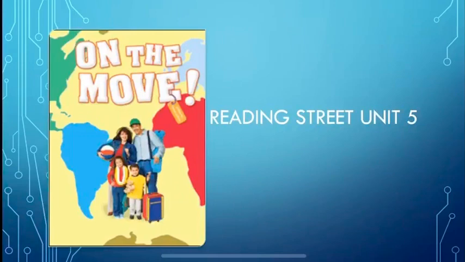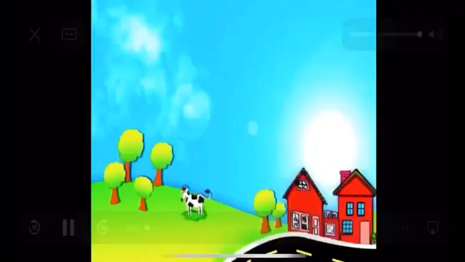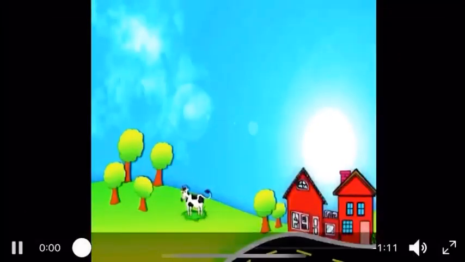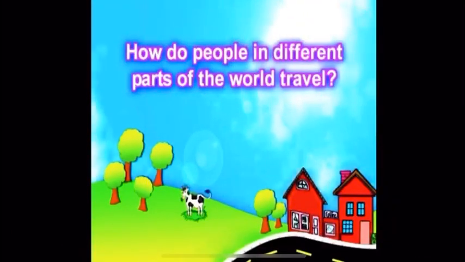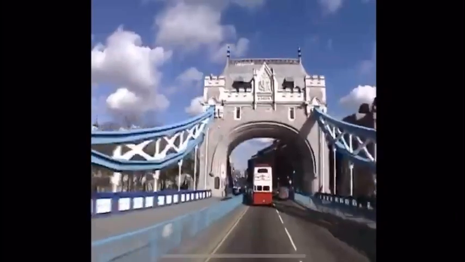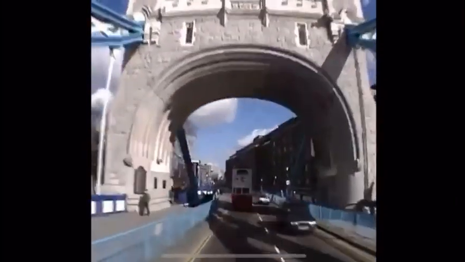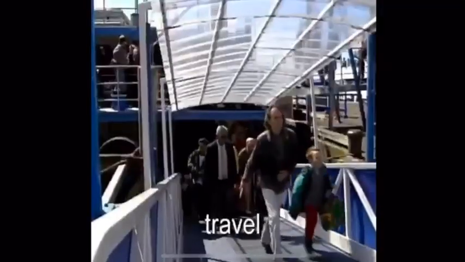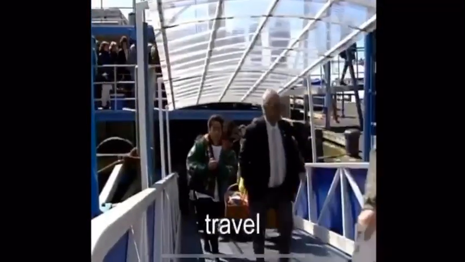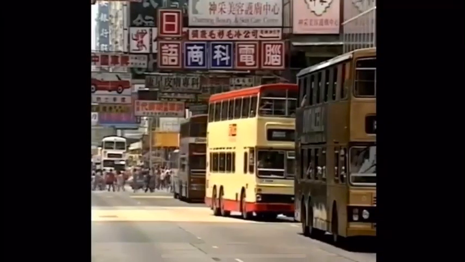Let's begin by understanding what is the big question for this week. How do people in different parts of the world travel? It depends where they live. My cousin lives in London and she rides a double-decker bus. How people travel does depend on where they live and where they need to go.